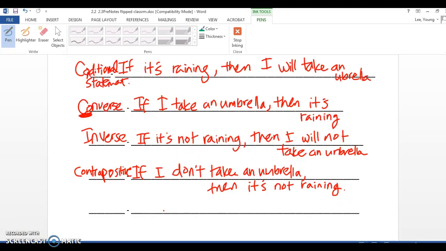So here's how we're going to write this it's raining problem as a biconditional statement. How do you say that? I will take an umbrella if and only if it is raining. So this is how you write the biconditional statement.